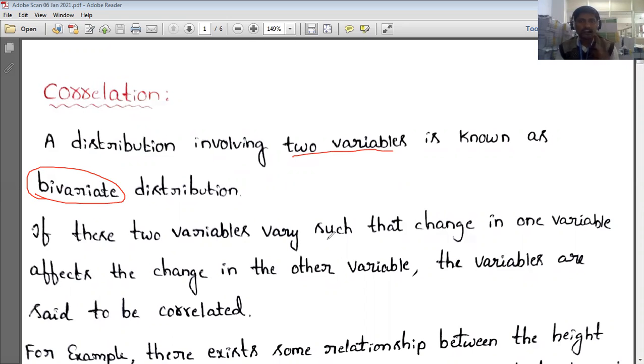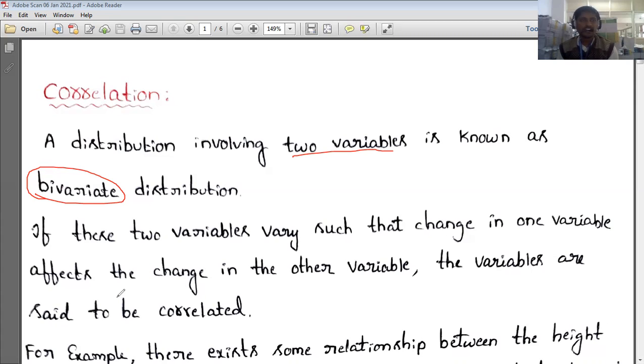If these two variables vary such that a change in one variable affects the change in the other variable, the variables are said to be correlated. Correlated is nothing but a relation between the variables. If one variable changes, obviously it shows an effect on the other variable, then we say those two variables are correlated. If your age is increasing, obviously your height and weight also increase, right? So height and weight of a particular person, we can say, are correlated.